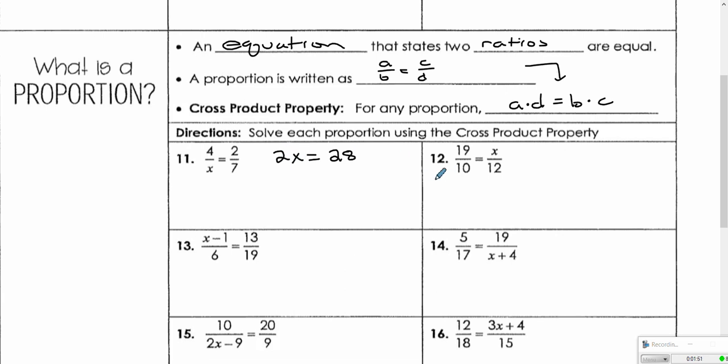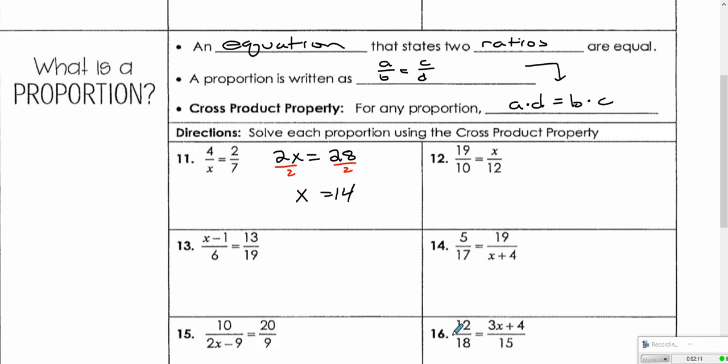So notice when we do this, we make a brand new equation that's a lot easier to solve than this one. We can then solve this like normal. So I could divide both sides by 2, and I end up with x equals, and then 28 divided by 2 is 14. So there's number 11.